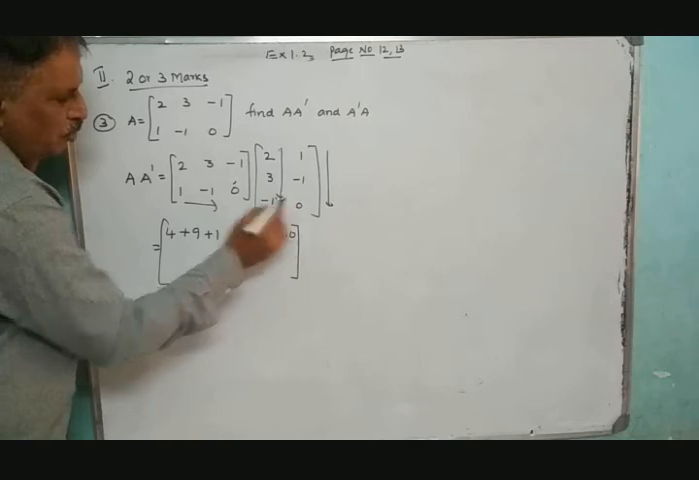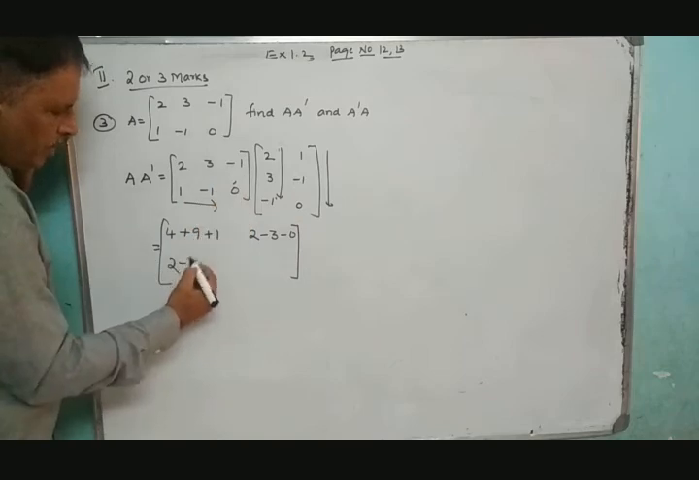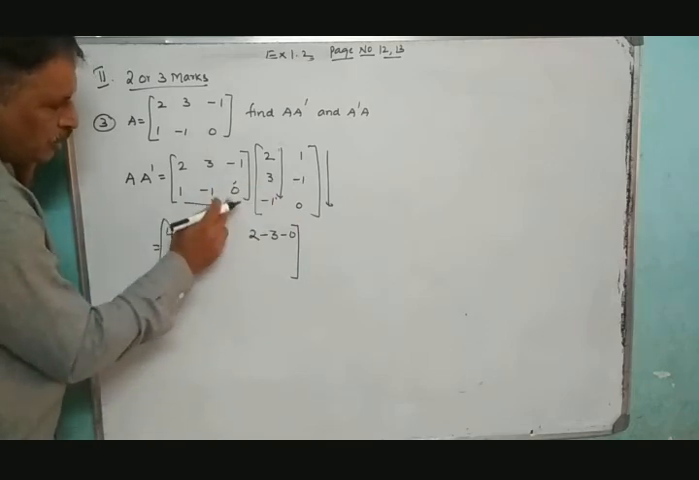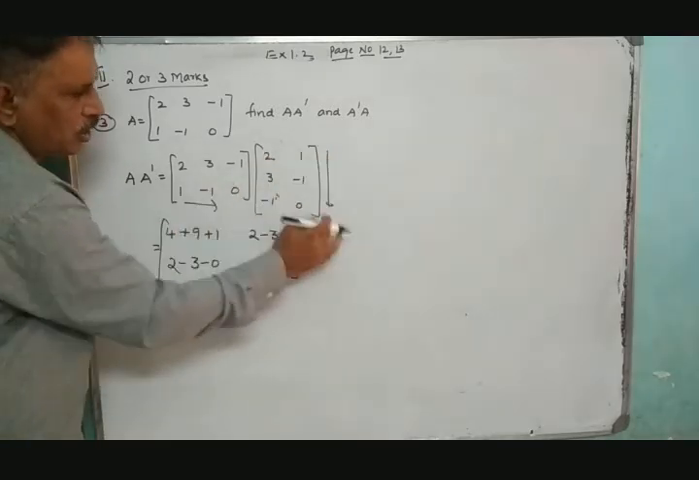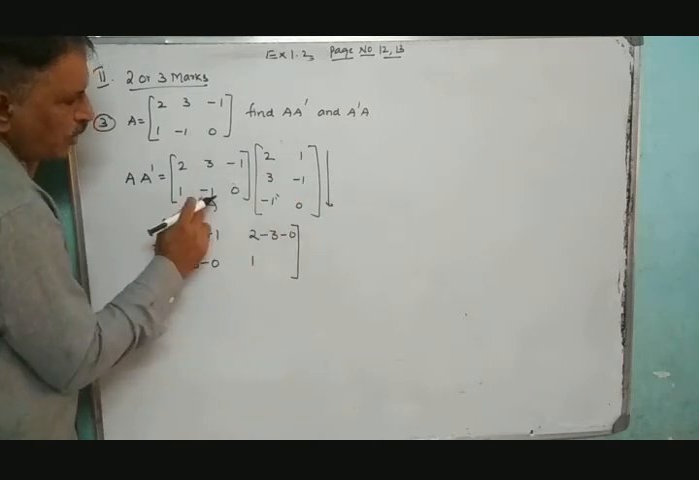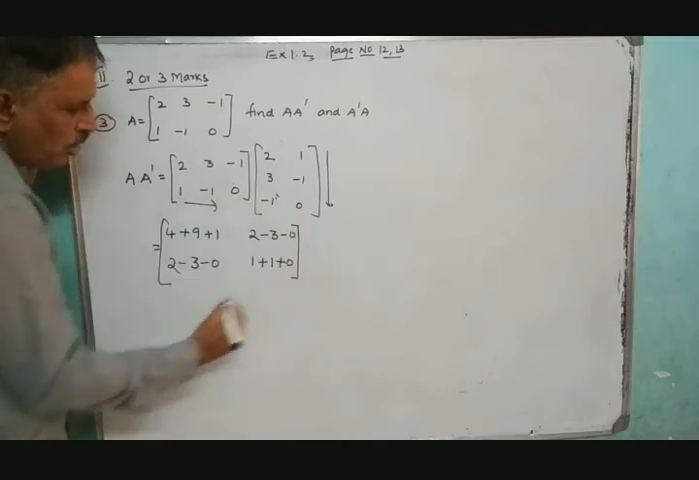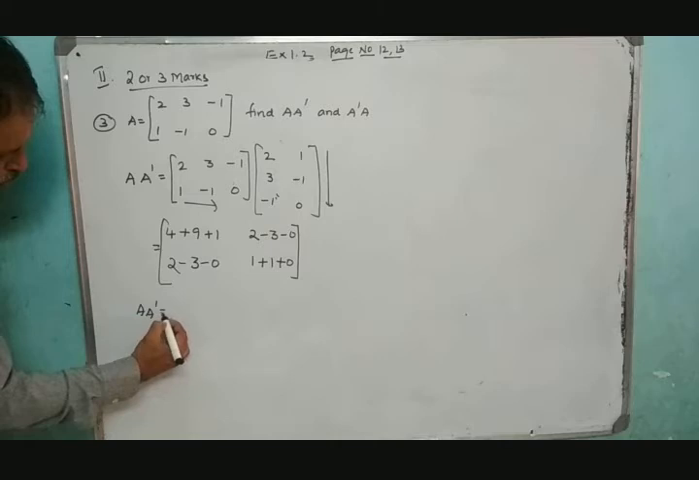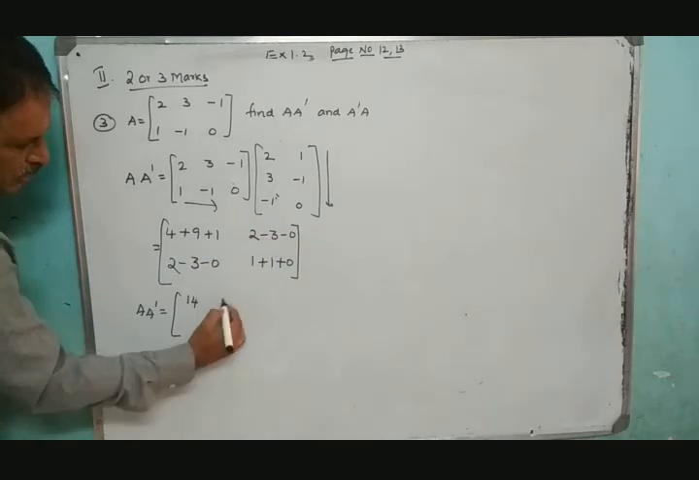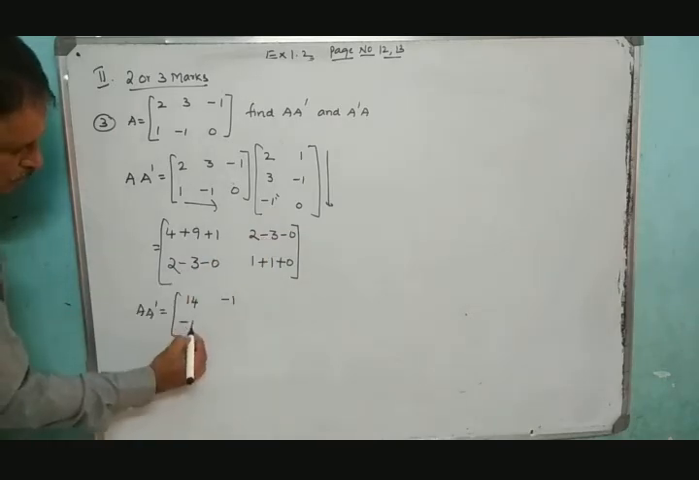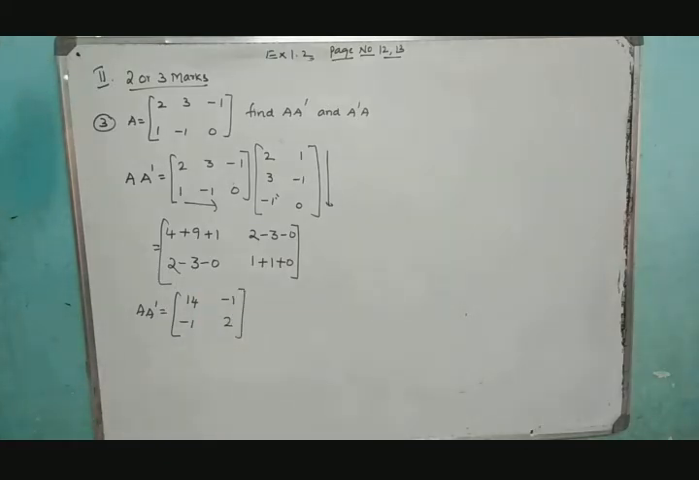Second row, first column. 1 into 2, 2. Minus into plus, minus. 1 into 3, 3. 0 into minus 1, it is minus 0 or plus 0. Either way you can write. Next, second row, second column. 1 into 1, 1. For minus 1, the corresponding element is minus 1. So minus into minus, plus 1. 0 plus 0, 0 into 0, 0. So A into A transpose is equal to 9 plus 1, 10, 14. 2 minus 3, minus 1. 2 minus 3, minus 1. 1 plus 1, 2. So this is the answer for A into A transpose.